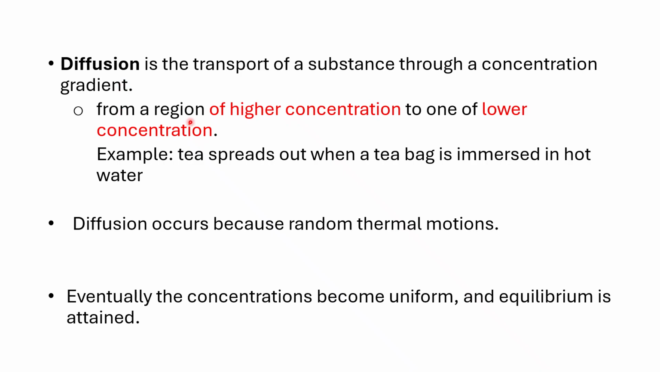Before we look into the rate of diffusion, we need to know the definition of diffusion. Diffusion is the transport of a substance through a concentration gradient from a region of high concentration to a region of lower concentration. An example is tea spreading out when a tea bag is immersed in hot water. Diffusion occurs because of random thermal motions of the tea, and eventually the concentration becomes uniform throughout the whole cup of tea, and it achieves equilibrium.